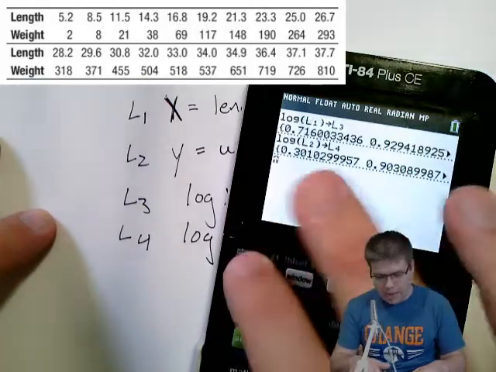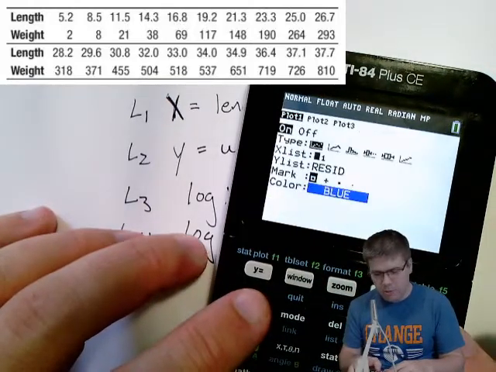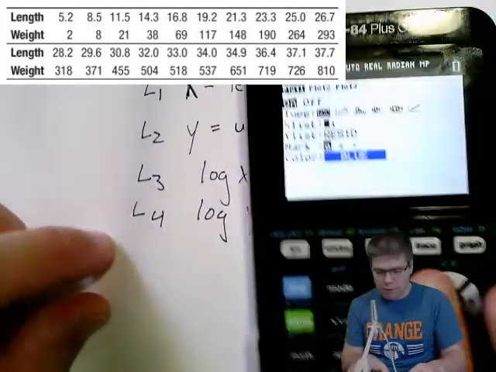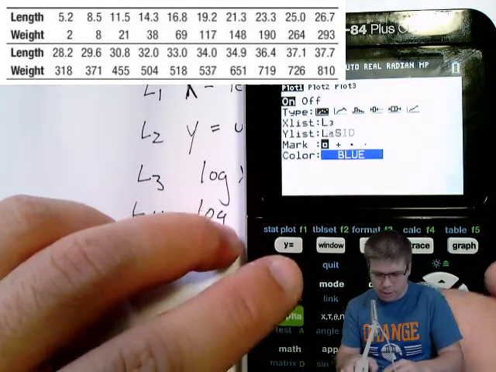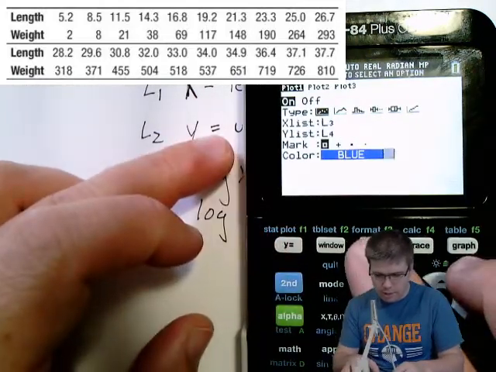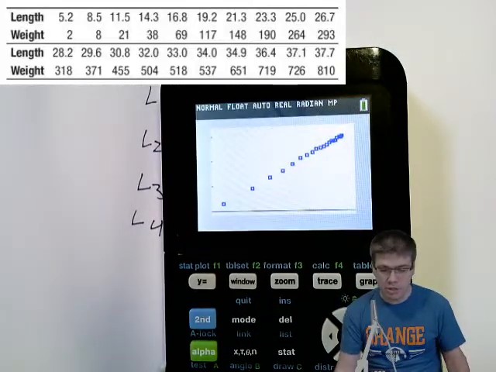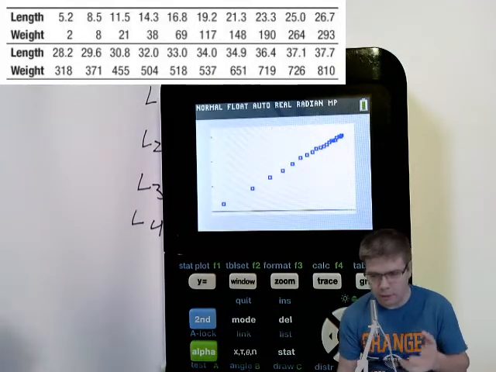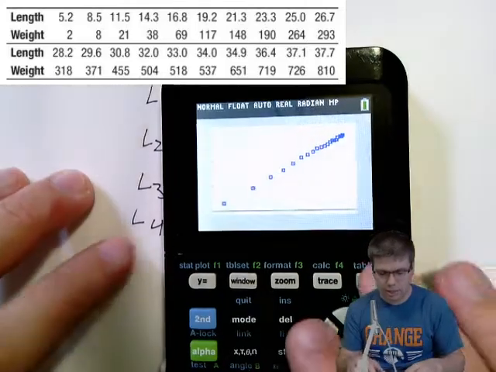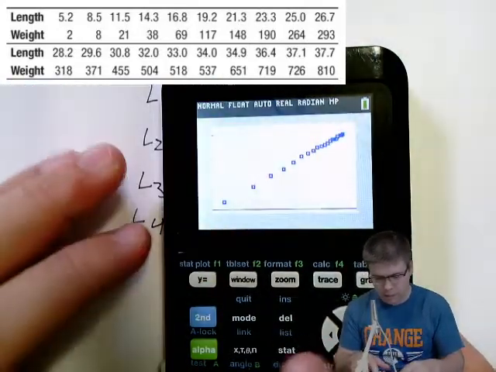So now let's look at the relationship between my L3 and L4. L3 and L4, and zoom 9. And, oh, magically, now that's a straight line. So apparently there's a linear relationship between log x and log y. So let's take a quick peek.